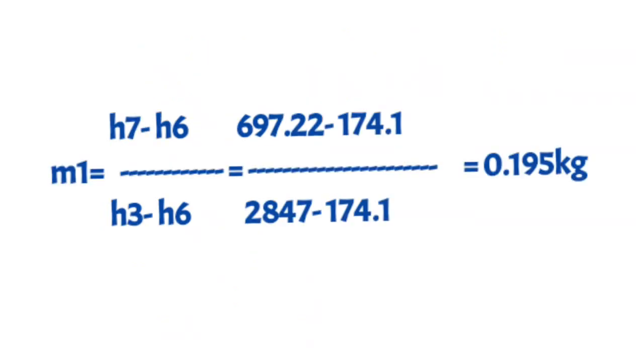Now we will move to the last question, that is what is the mass of steam extracted from the turbine, and that is nothing but M1. So for M1 we have the formula (H7 minus H6) divided by (H3 minus H6). Now we will put in all the enthalpy values, and the answer is 0.195 kilogram.